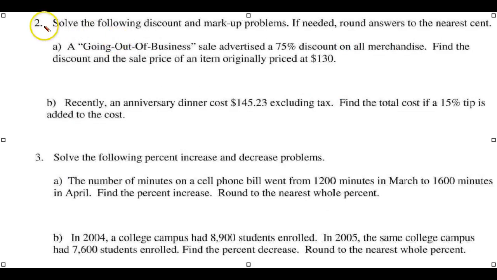In number 2A, these will all be discount or markup problems, and they want us to round to the nearest cent. Okay, going out of business. Sale advertised a 75% discount on all merchandise. Find the discount and the sale price of an item originally priced at $130.